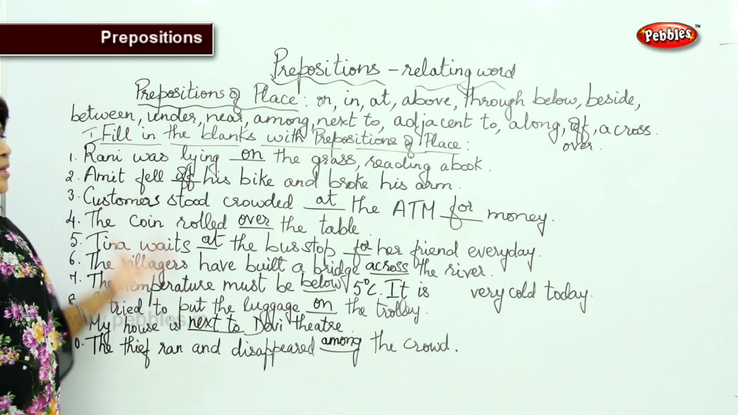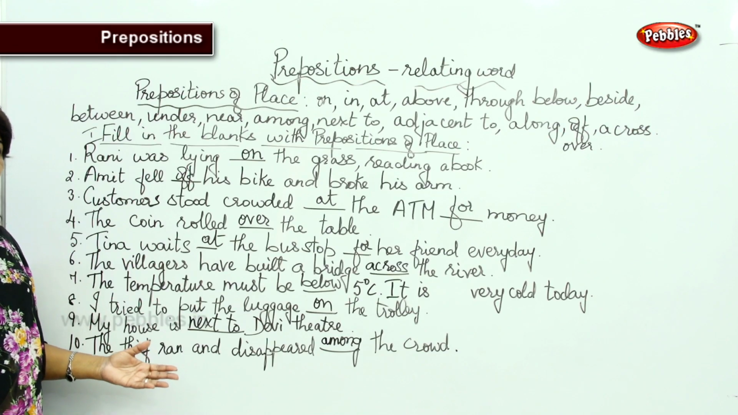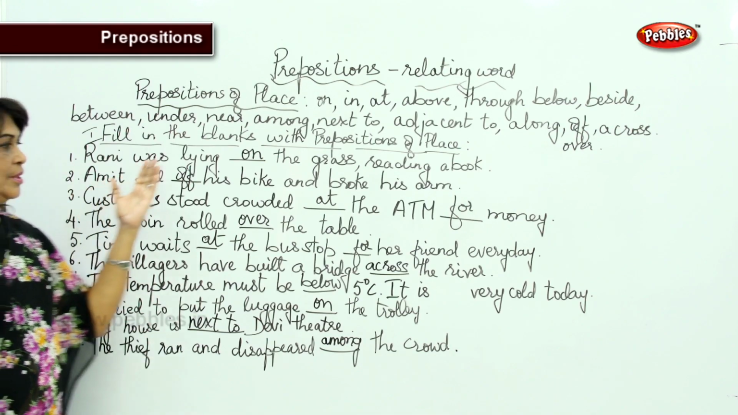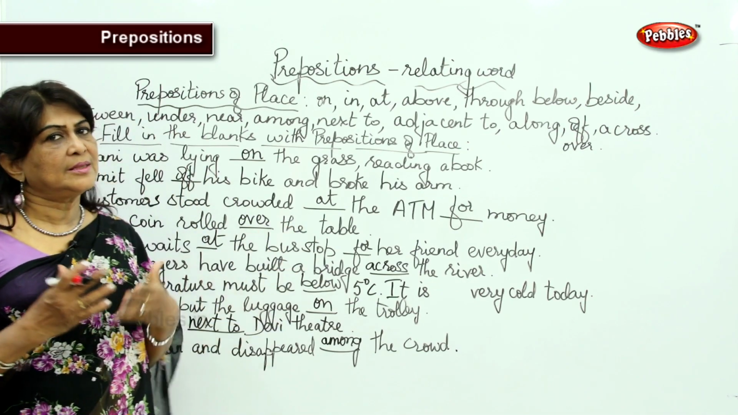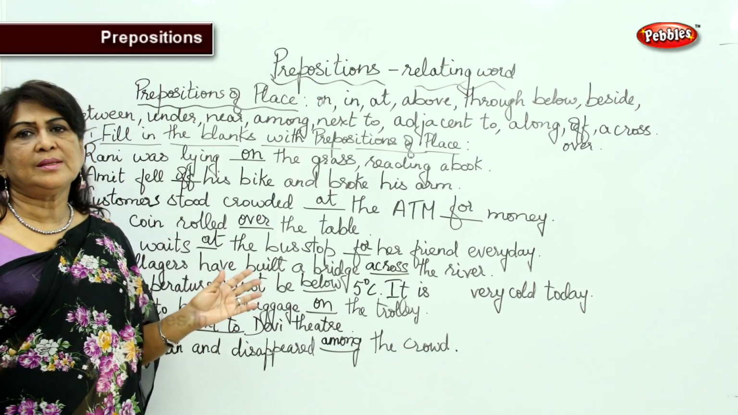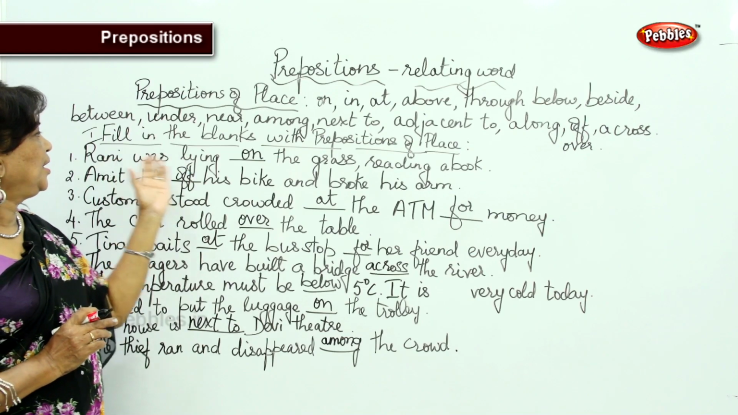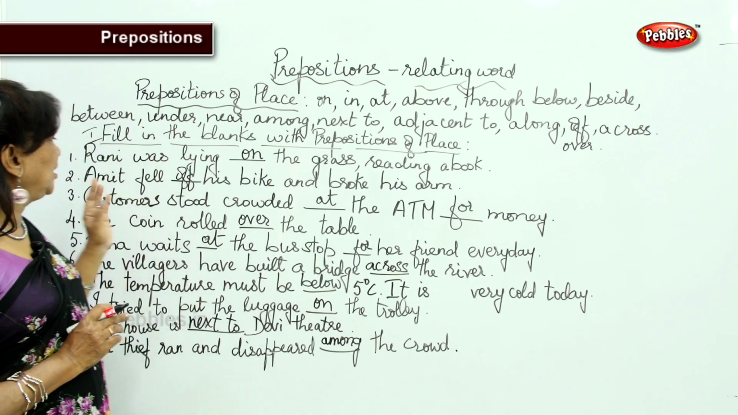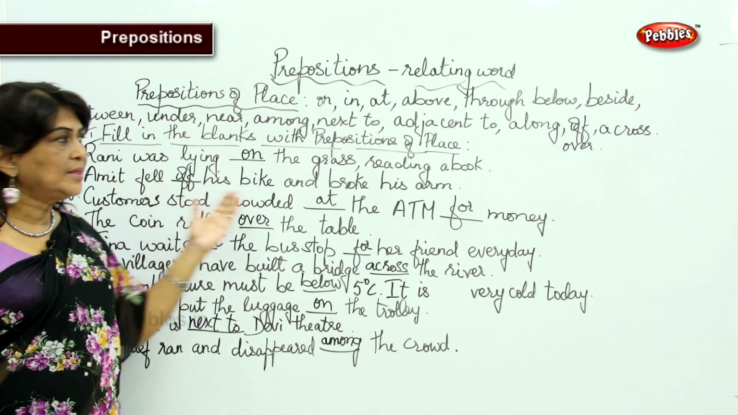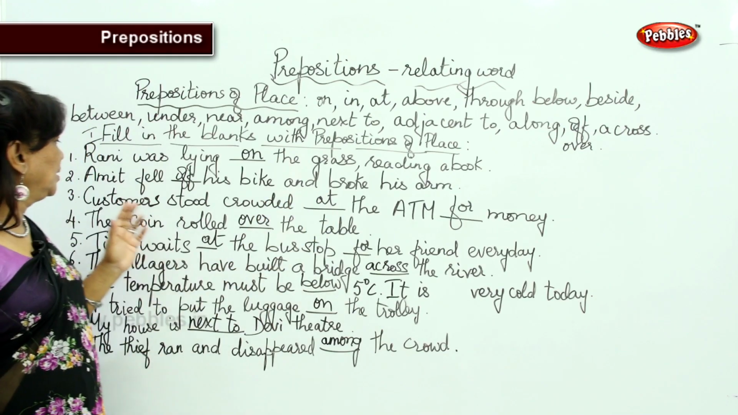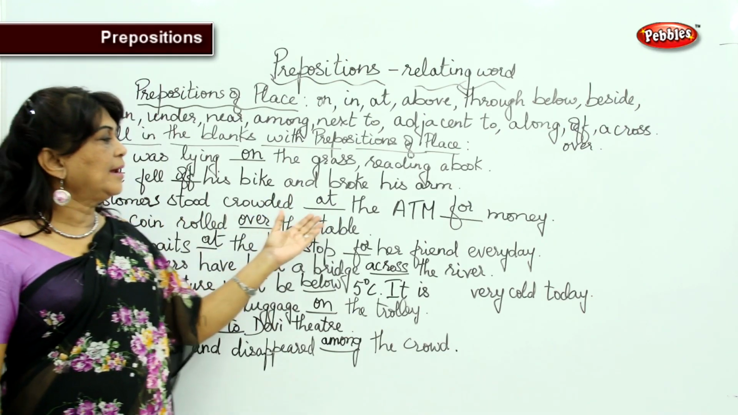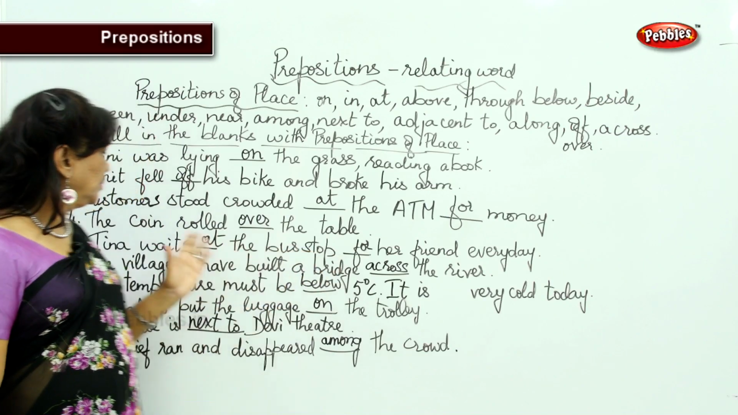See how very important prepositions are, and you have to use it correctly, otherwise the meaning of the sentence will change. Is that clear? Rani was lying on the grass reading a book. Amit fell off his bike and broke his arm. Customers stood crowded at the ATM for money.